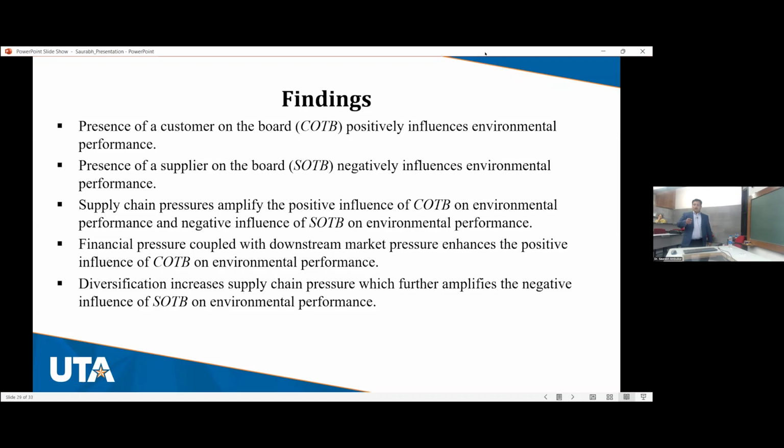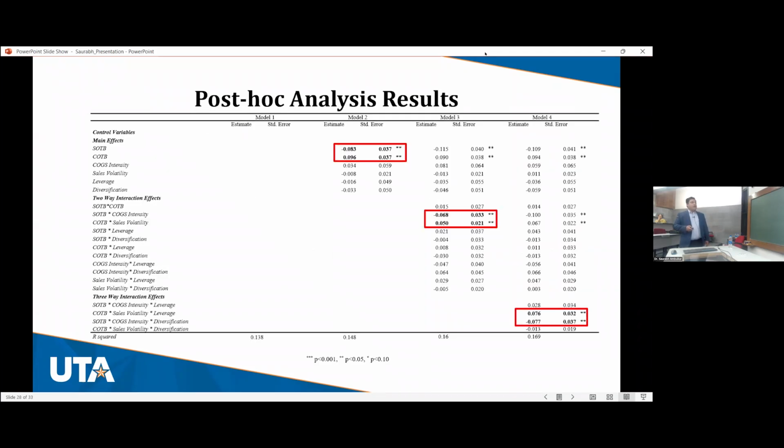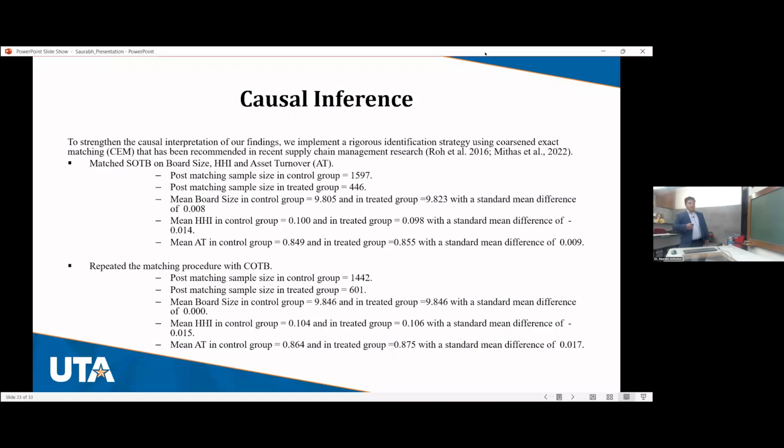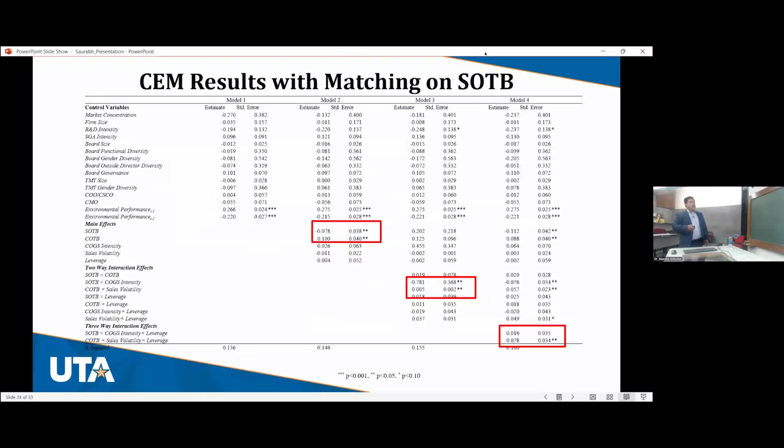So that covers the questions from the online audience. Those are great questions. And one thing I'd like to point out, right? If you go to the original set of results, we don't see any effect of the interaction of supplier on the board and customer on the board, right? So is there any kind of synergy coming into play for a firm that has both? We didn't see much of an effect, right?